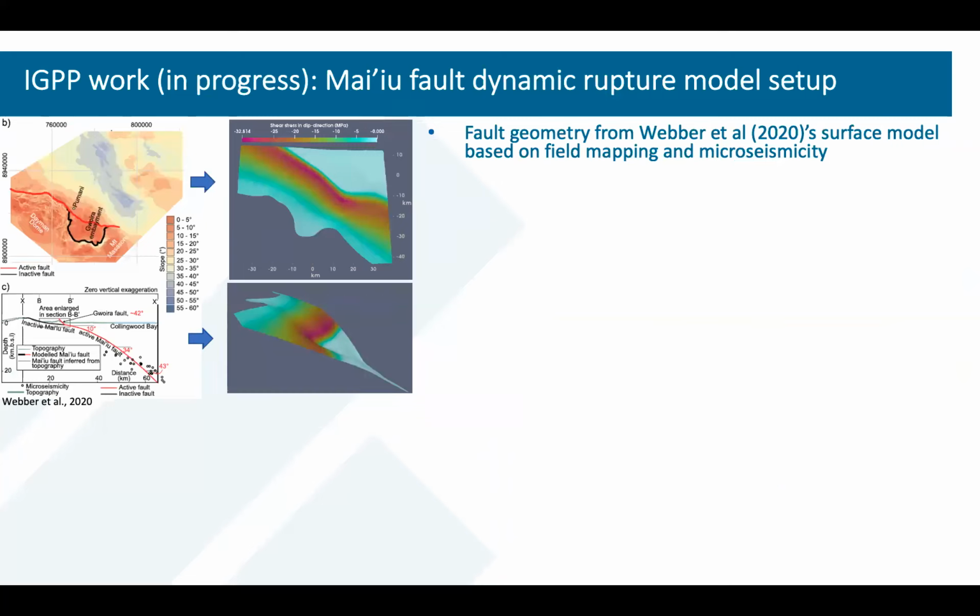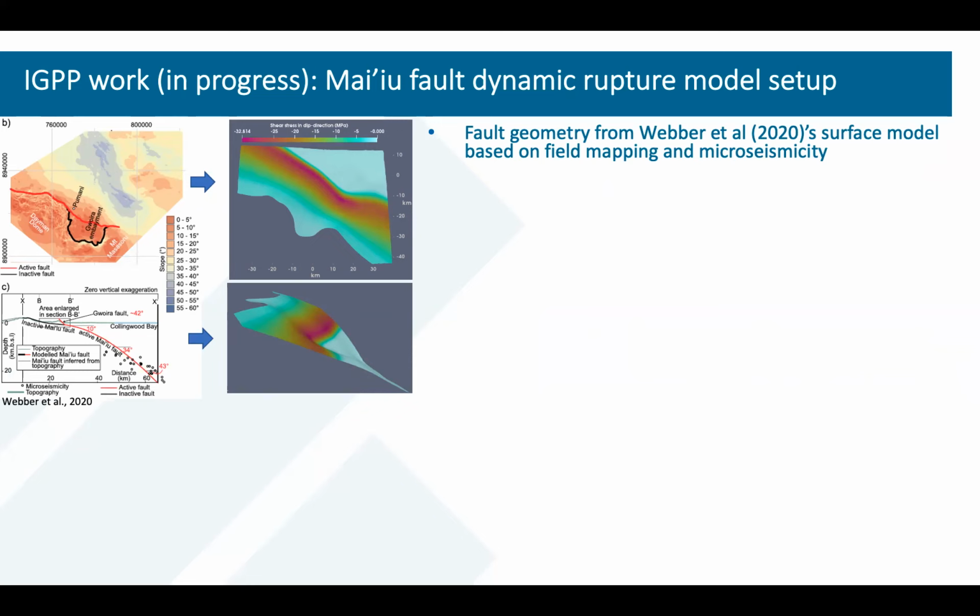So now I'm going to switch and talk a bit about the work I've been doing here at IGPP, which has been to integrate a lot of these observations for the Mayu Fault into constraints for dynamic rupture models. So here, we're taking our fault geometry from Weber et al. 2020, who came up with a surface model that matched the mapped fault tips at the surface from field mapping, along with the microseismicity at depth.